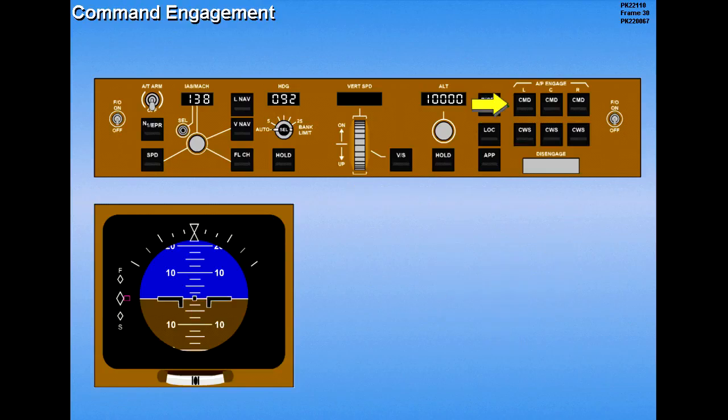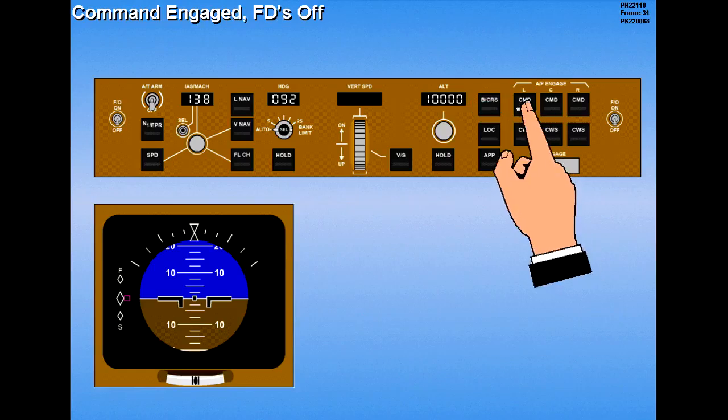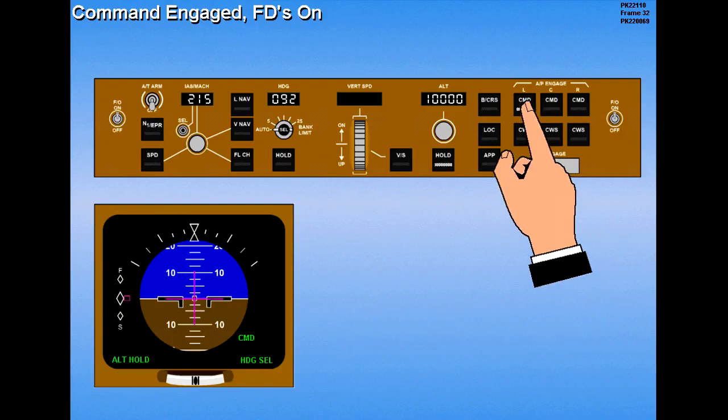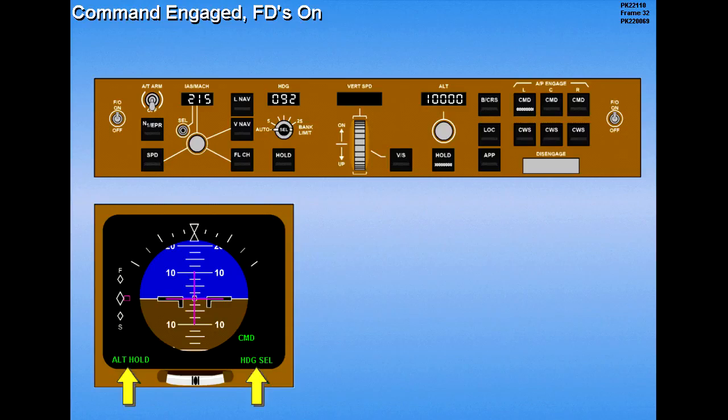Command can be engaged with the flight directors on or off. If command is engaged and both flight directors are off, the autopilot holds the existing heading and vertical speed. If command is engaged with the flight director switched on, the autopilot will fly the engaged flight director modes indicated on the ADIs.